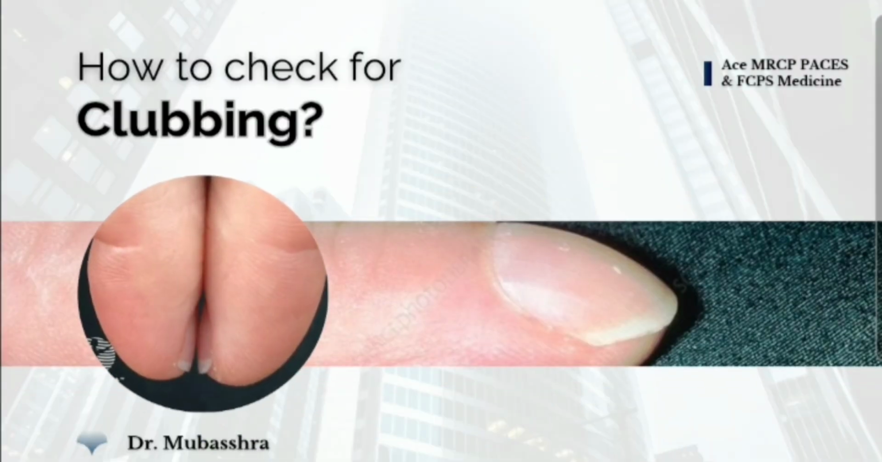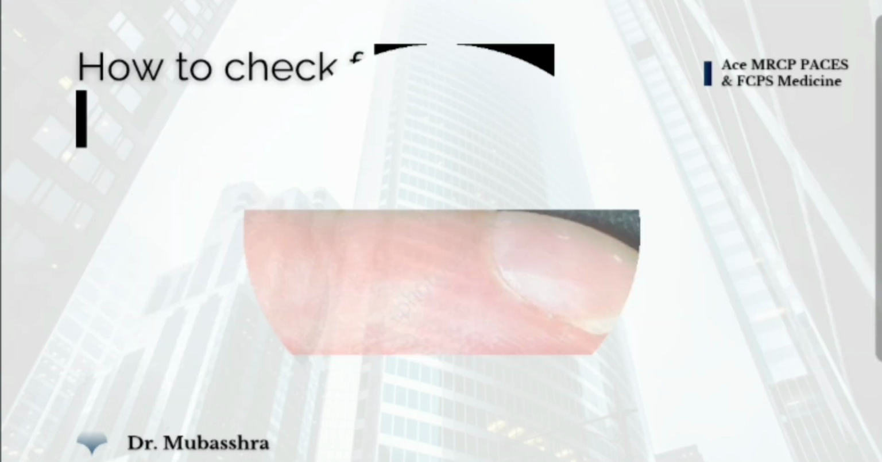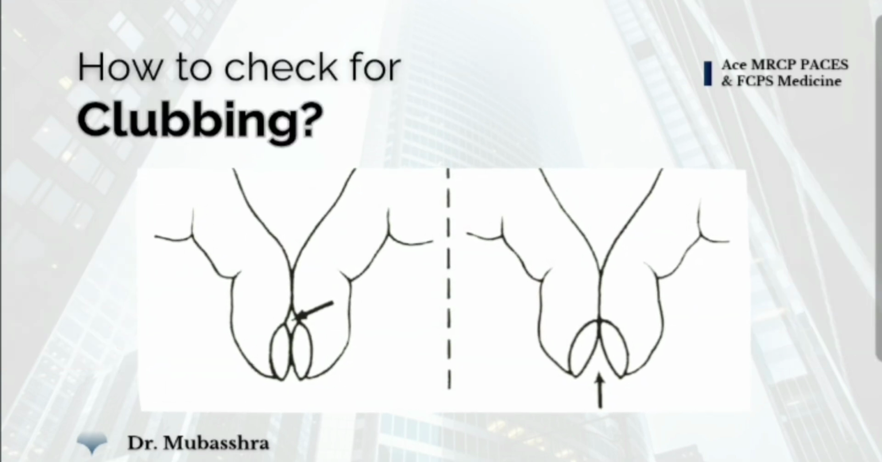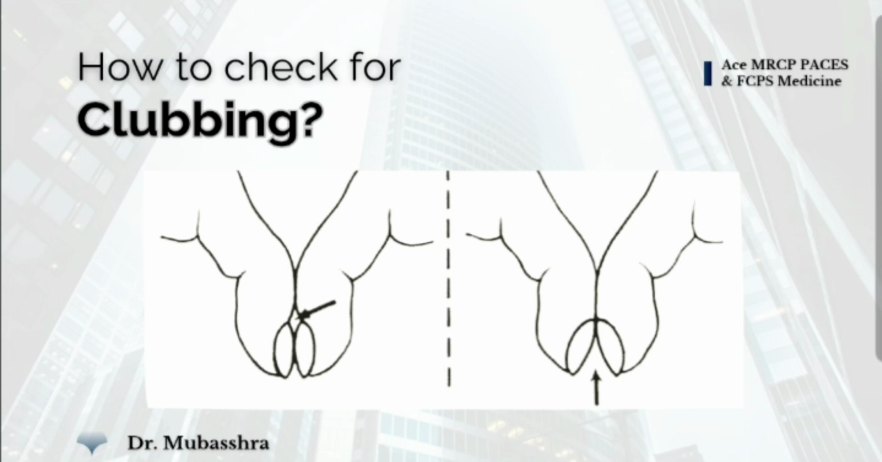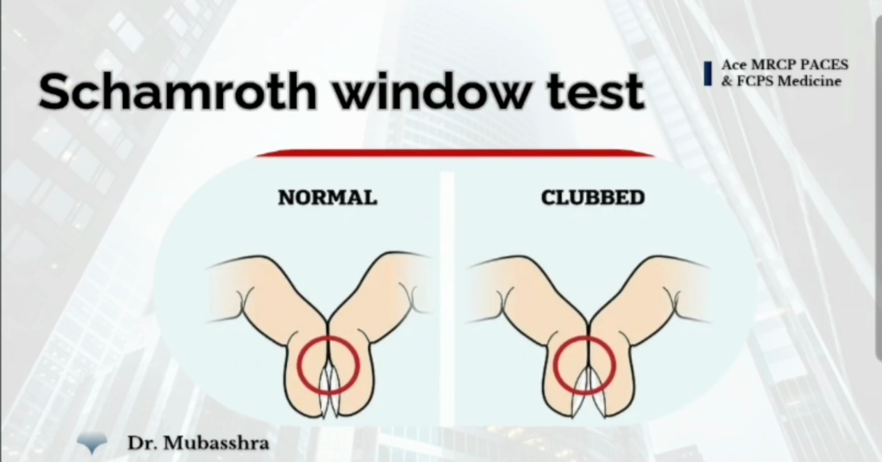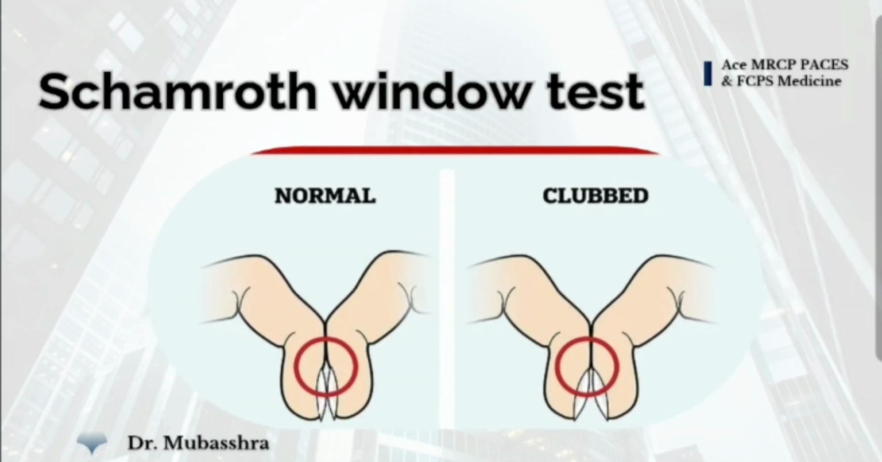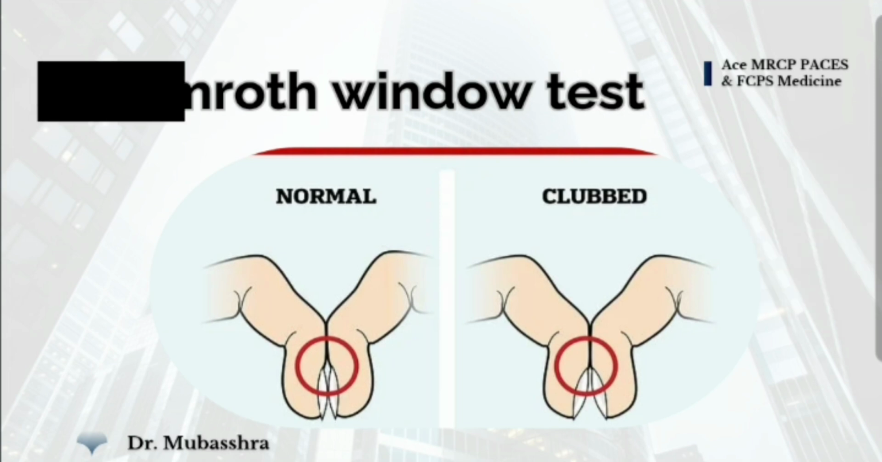Now the question is how to check for clubbing. For this, let me demonstrate the Schamroth window test. Put the nails together. Normally there is a diamond shaped gap. However, if there is no diamond shaped gap, this is called clubbing. In clubbing, there is increased curvature of the nails and obliteration of the angle of the nail, that is loss of Lovibond's angle. The nail may have a drumstick appearance.